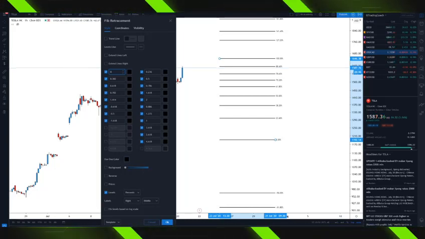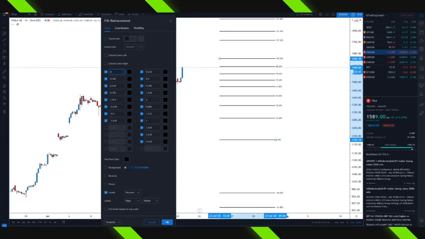A couple of other levels worth mentioning. We have the 78.6 on here, and we also have the 88.6. If the market were to do a 100% retracement, that's when we would start getting into the extension levels, such as the 127.2, the 141.4, the 161.8, and then we also have the negative numbers as well. But we'll be diving deeper into that in a later training video.